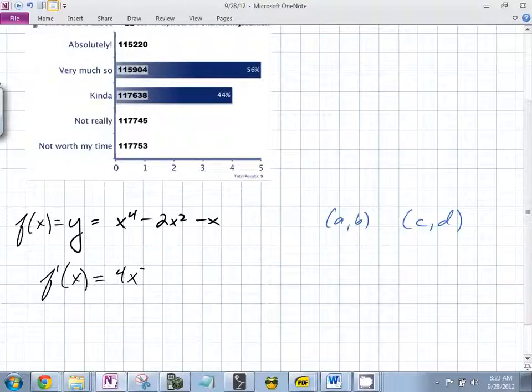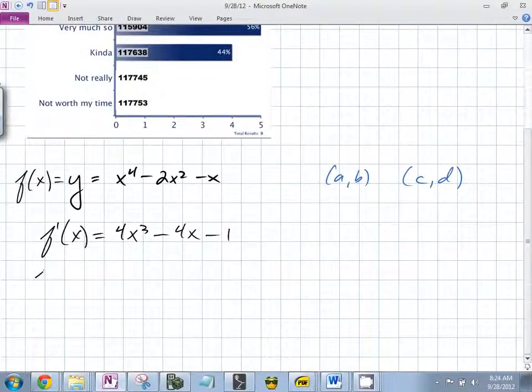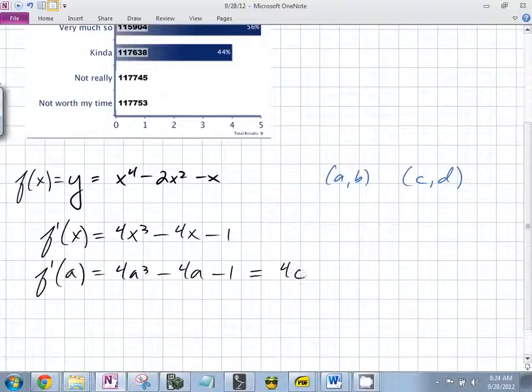Minus 1. So therefore you know that f prime of a is equal to 4a cubed minus 4a minus 1. And you know that has to equal 4c cubed minus 4c minus 1. Why do you know that that's true?